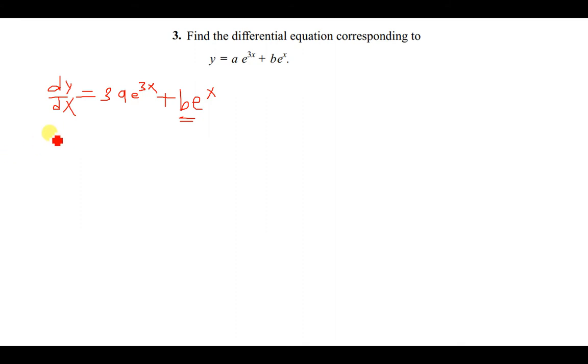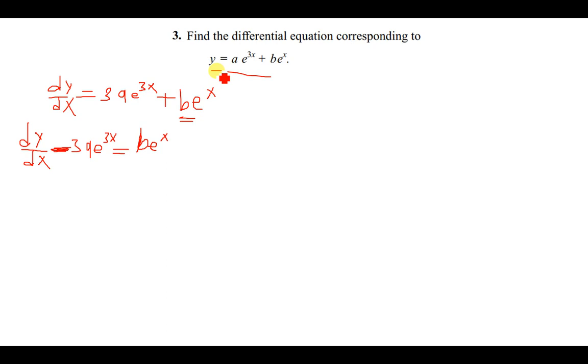So I'm going to have something like this, dy/dx is equal to, to be minus 3a e raised to power 3x, and then you're going to have this being equal to b e raised to power x. Then what you do now, after making this a subject, you simply replace it in this main equation. So you replace it in the main equation.